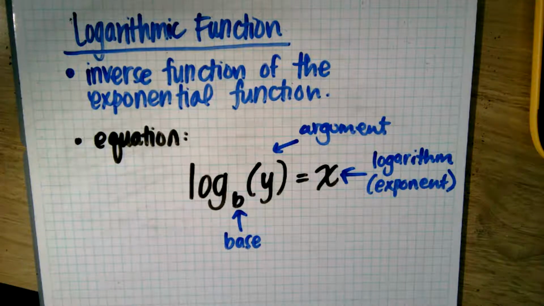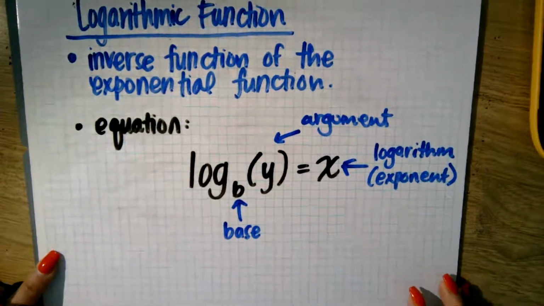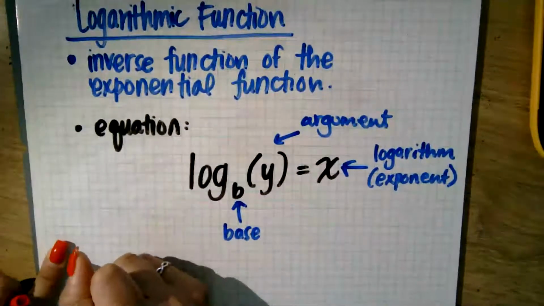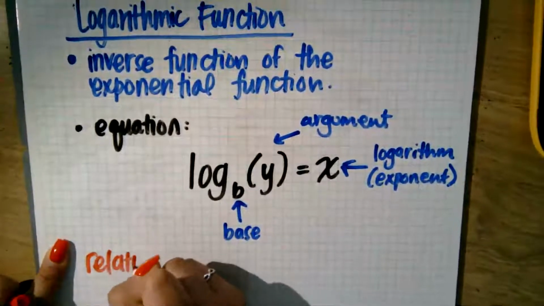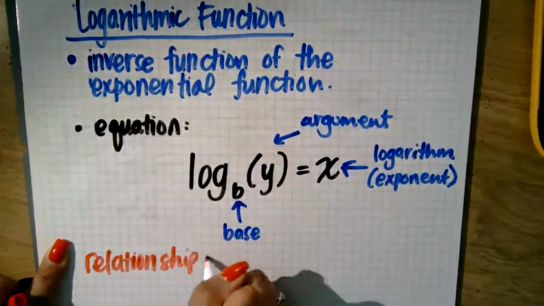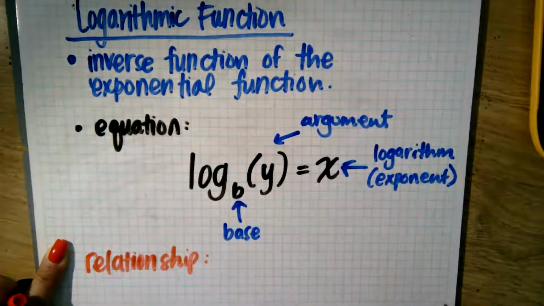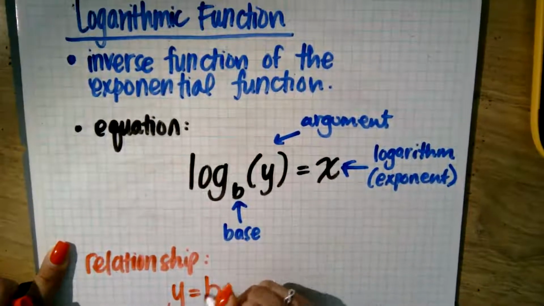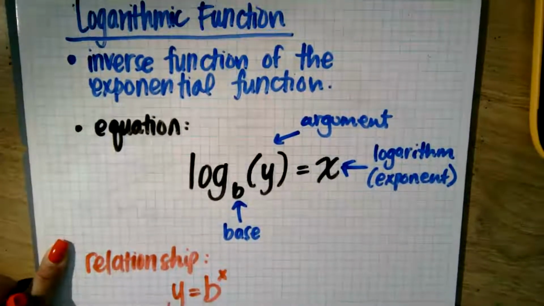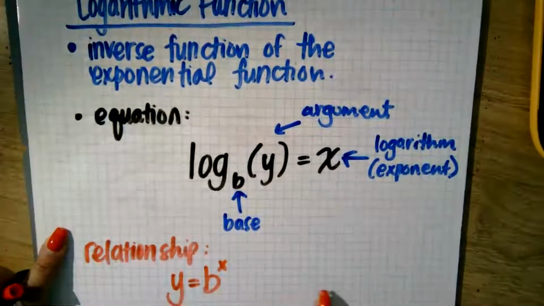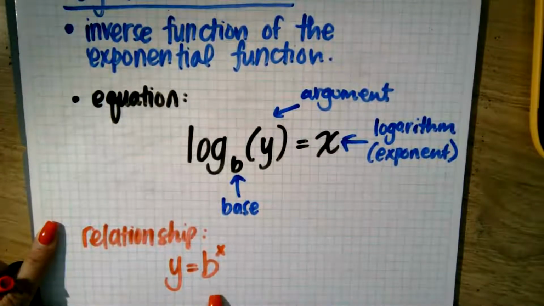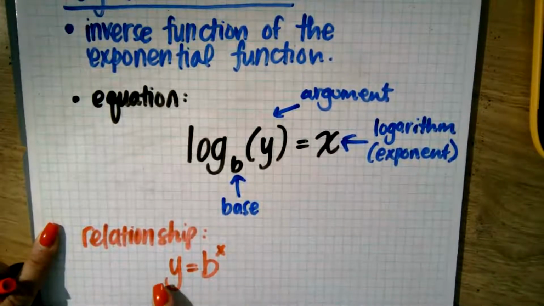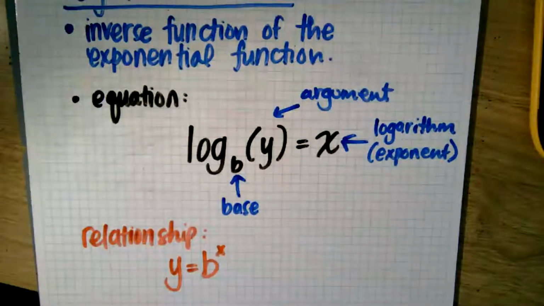The relationship between the exponential function and the logarithm function is the following. So far, we know that we can write the exponential function like this: y is equal to b to the x, where that's the base, that's the exponent, and that's the function, which is f of x, okay?